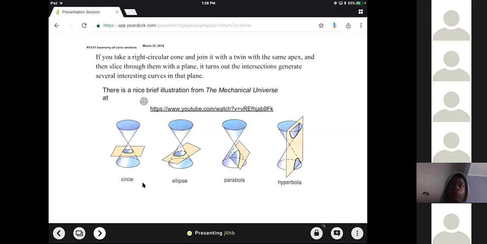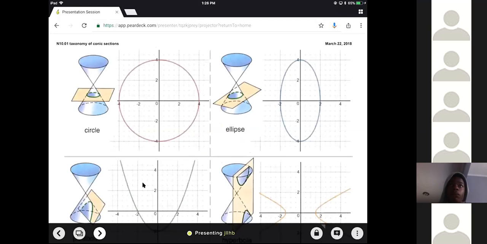You might have noticed that for today, Canvas asks you to watch a 2-minute video. And if you haven't watched it yet, then please watch it by the time we have the next class. And it just walks through, with some nice animations, why these things appear when you slice a cone with a plane.